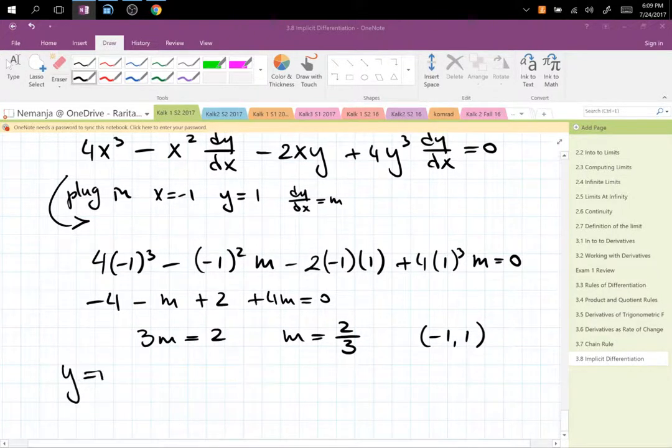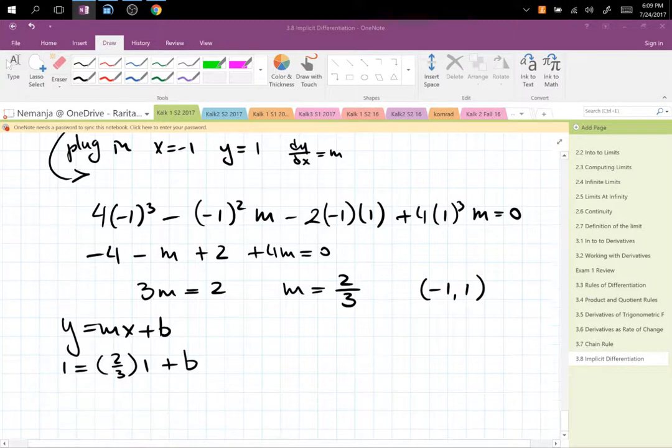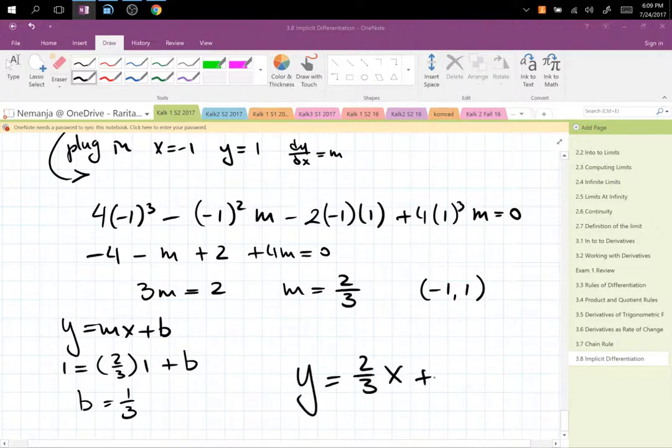So y equals mx plus b. y is 1, m is 2/3, x is -1, plus the b. So b is equal to 1 plus 2/3, which is 1/3. So y equals 2/3 x plus 1/3.